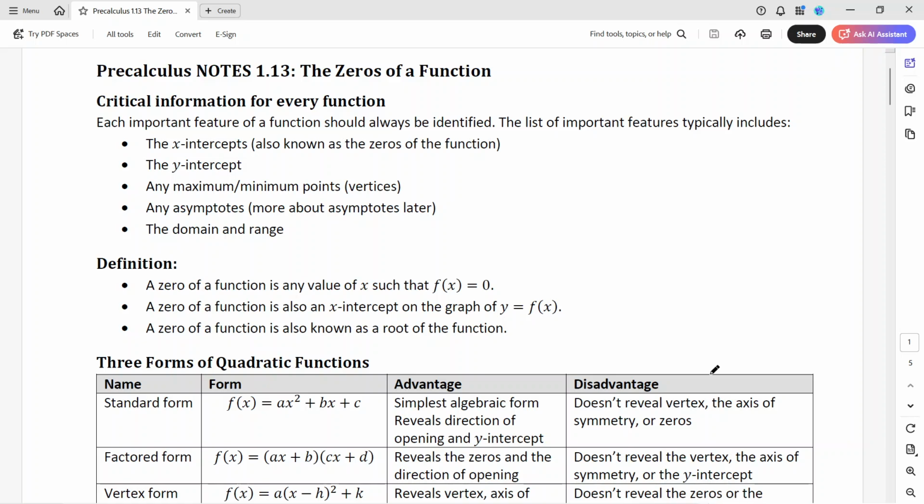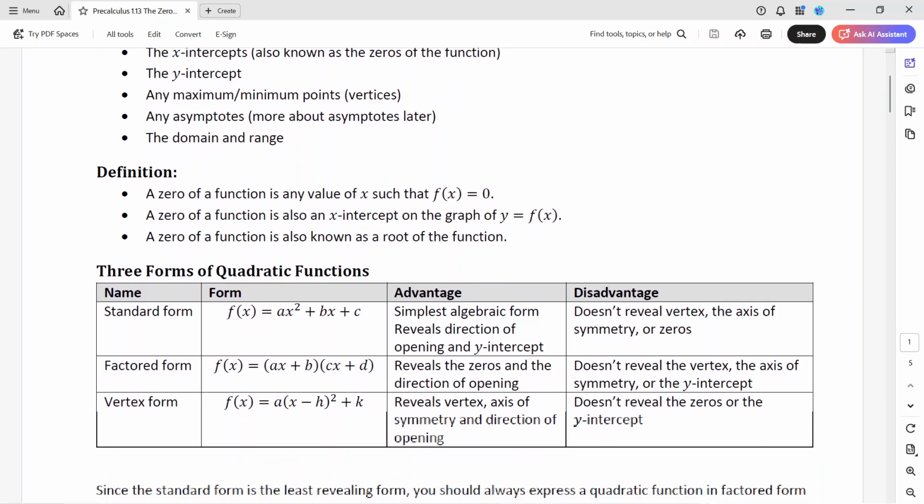Anytime that we start dealing with functions, there are certain characteristics that we always care about, and they're bulleted there for you. You can pause for a moment and read those. We'll talk about them in more detail in just a second. One of the things that you should be familiar with is the concept of a zero of a function.